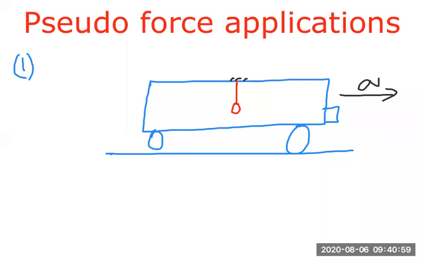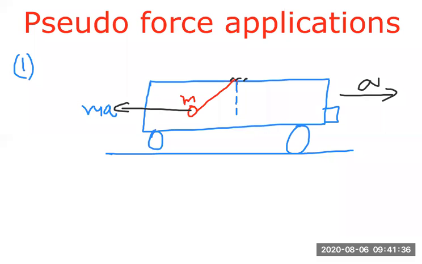Now what will happen to the pendulum is, with respect to the vertical, it will make some angle in the opposite direction to the acceleration. Why is it moving in the opposite direction? What is the force responsible for moving it in the opposite direction? The pendulum is moving back because of the force called pseudo force. So pseudo force here is m a.